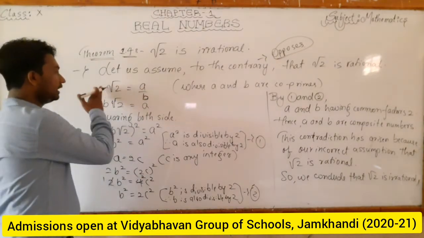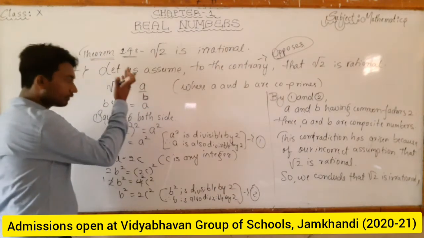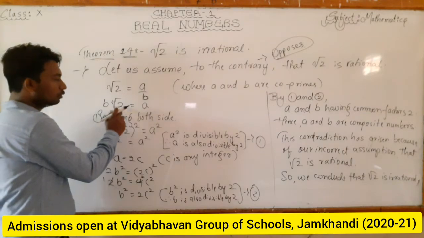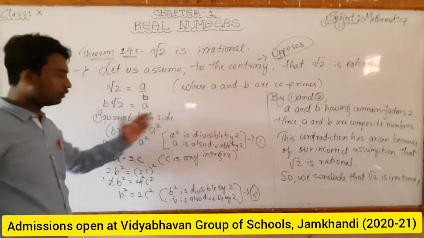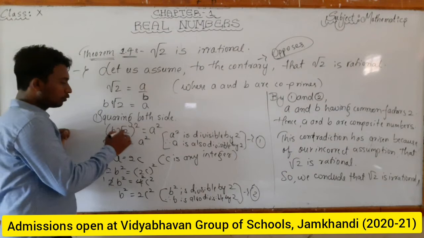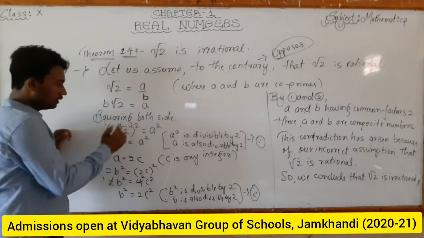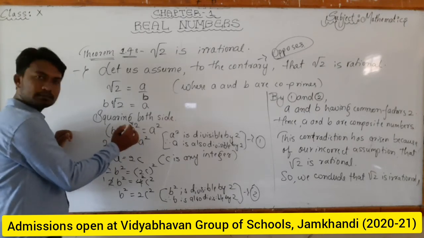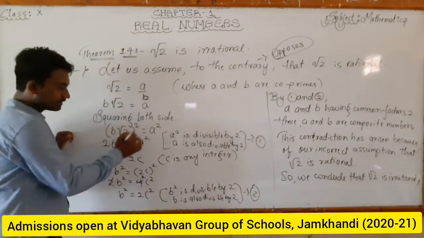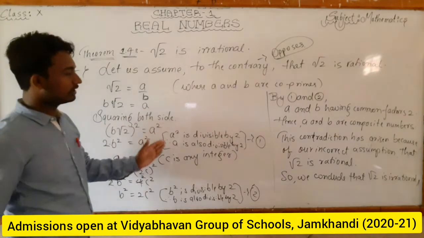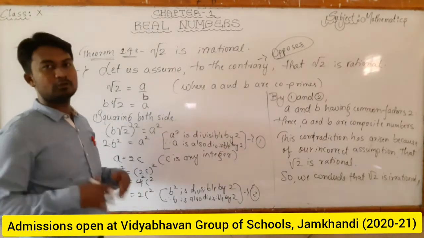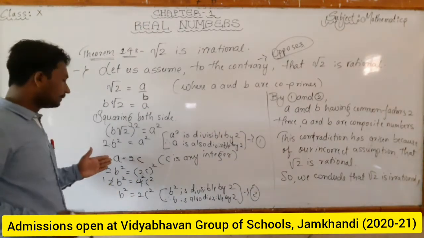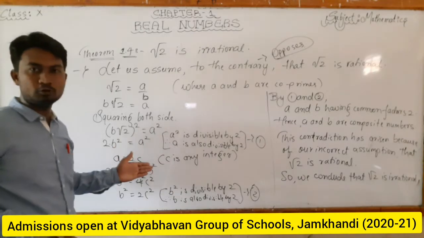And I have taken this b from the RHS to the LHS, and it multiplies with root 2. b into root 2 is equal to a. I have squared both sides. Then b root 2 whole square is equal to a square. Then b square as it is, the square and square root cancel, root 2 square is 2, equal to a square. Here a square is divisible by 2, which means a is also divisible by 2 according to theorem 1.3. Then I have considered that a is equal to 2c.